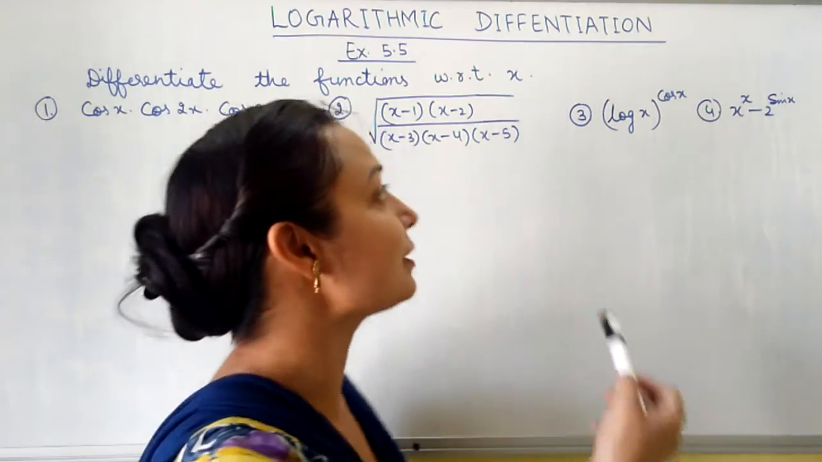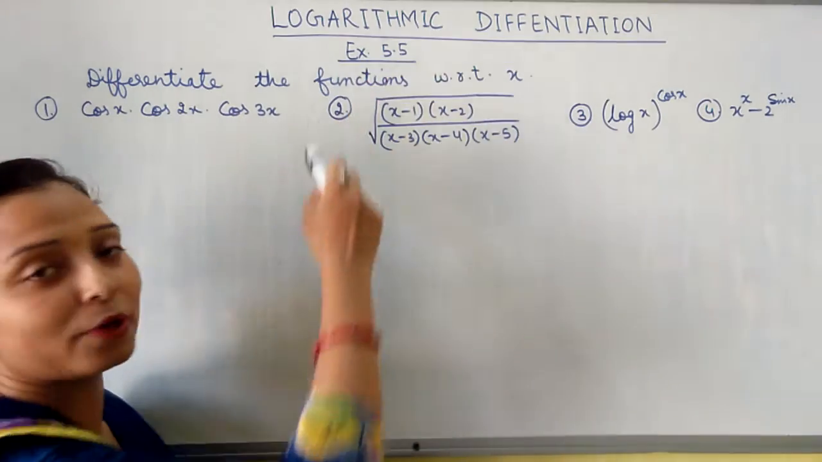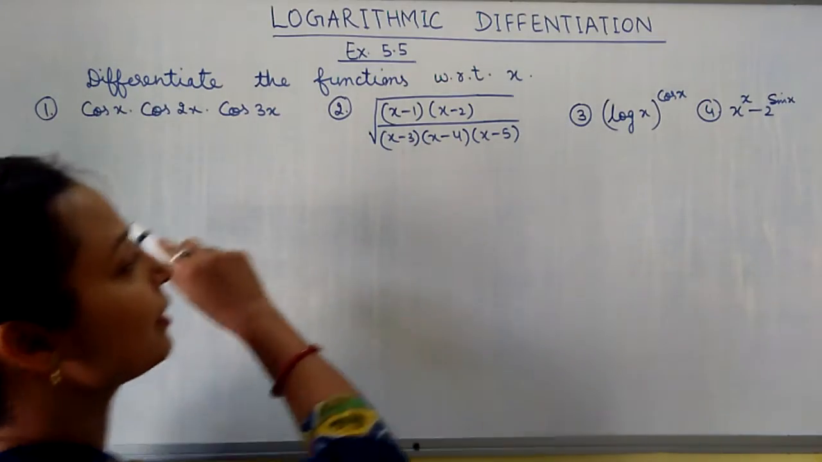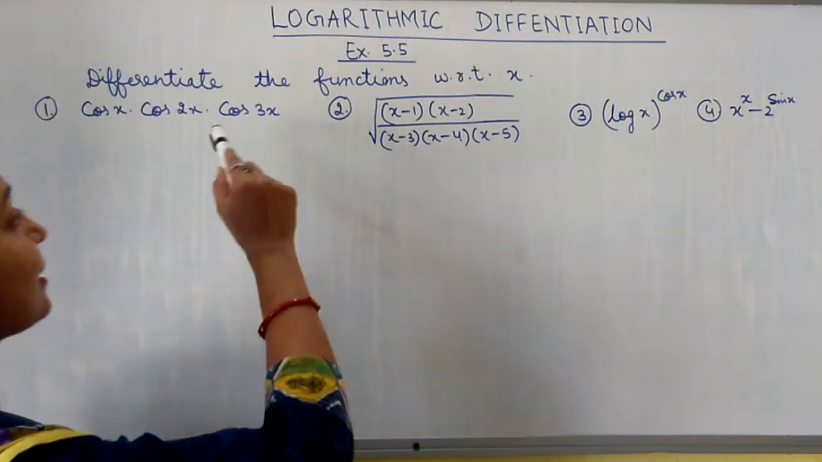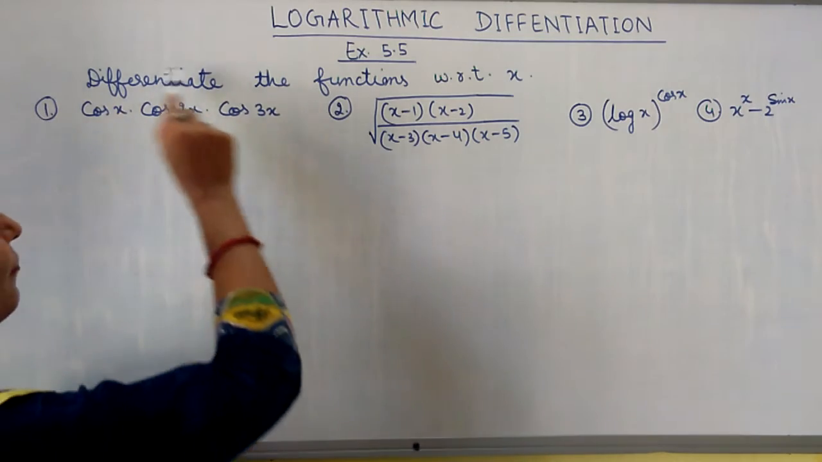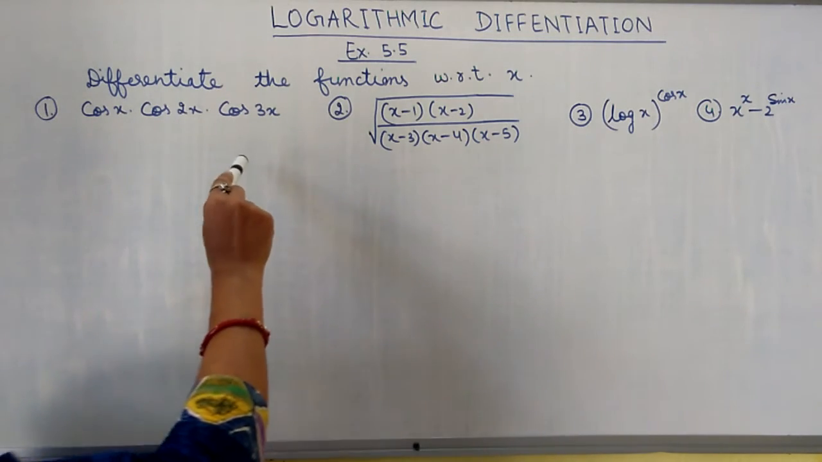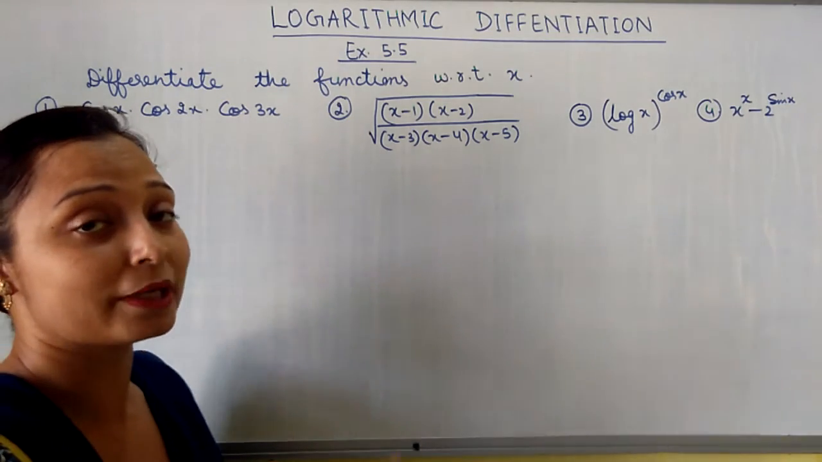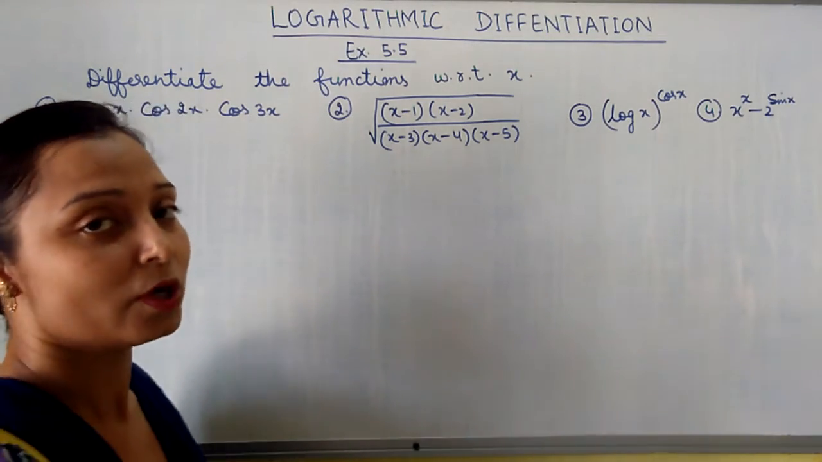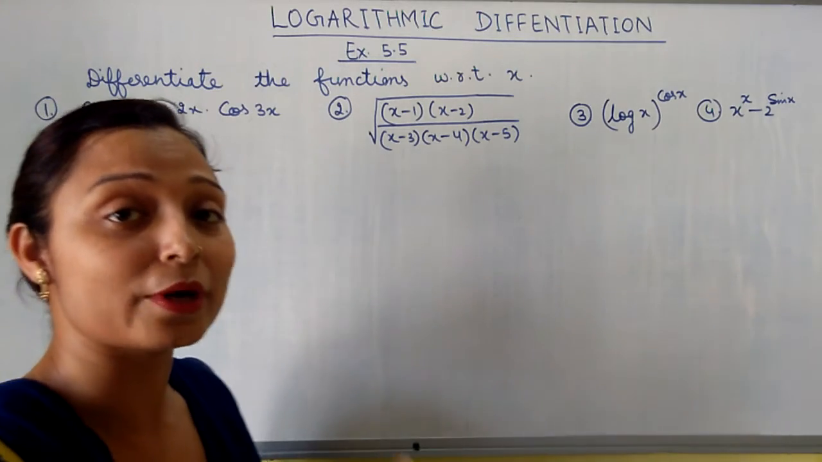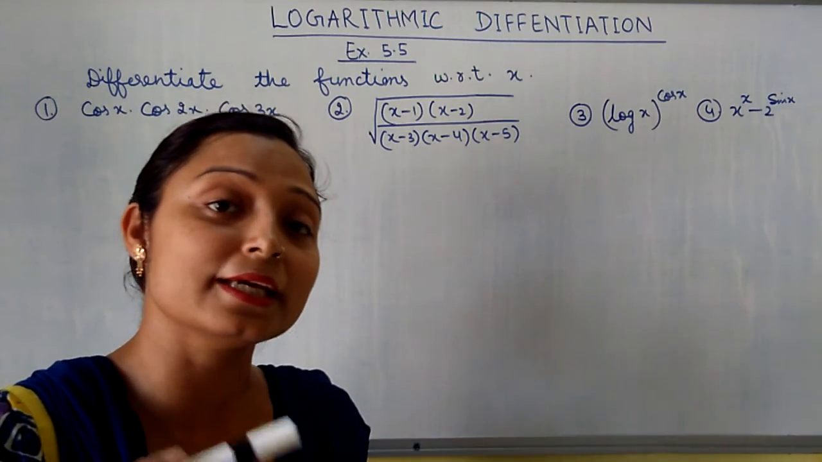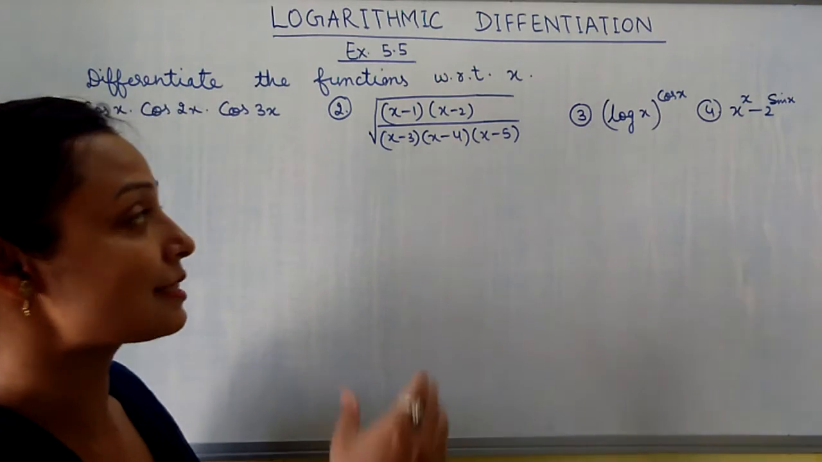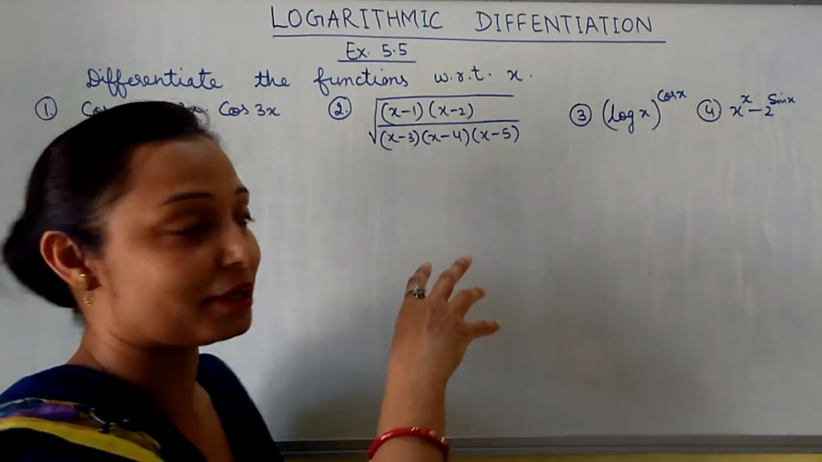To start, I will take the question from your exercise 5.5. From your NCERT book I have taken these 4 questions. See these questions. If I do the differentiation, it takes a lot of time because u into v into w is there. You have to do the differentiation by the product rule. It takes a lot of time, and when a question takes a lot of time, there is a possibility of more errors compared to less simplification.